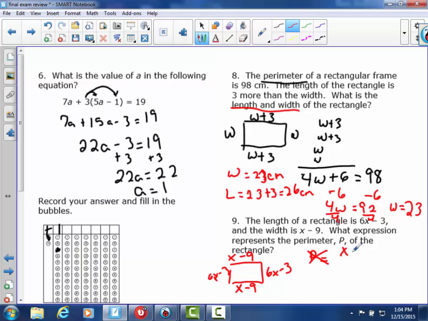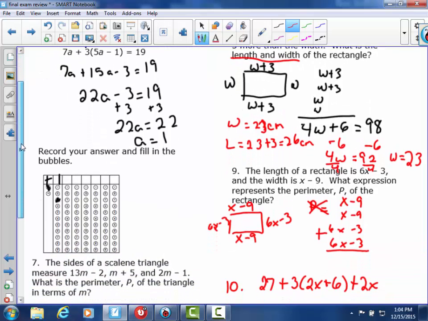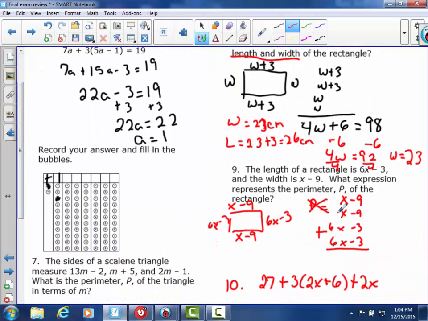So in this case, we're going to have x minus 9, 6x minus 3, 6x minus 3, and we add them all up. x and x and 6x and 6x, we get 14x. Negative 9 and negative 9 is negative 18, negative 3 is negative 21, plus negative 3 is negative 24. So that's our answer, 14x minus 24.